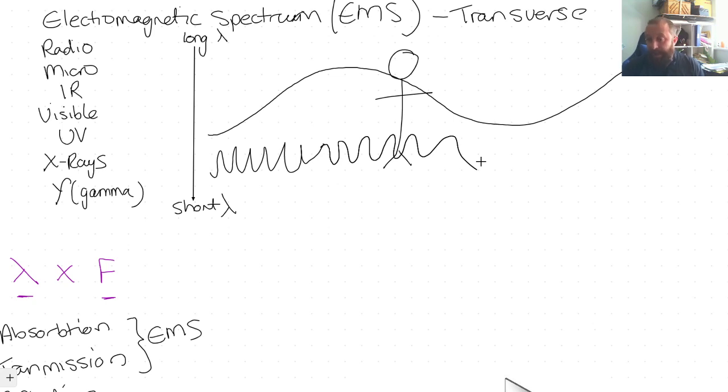So the energy goes up. When we start looking at some of the damage that gamma does, it's because we've got so many waves going through at any one moment in time. But the energy for one wave is still the same. Okay, if that makes sense. The other thing we can have a look at here is visible light, where we've got our rainbow.